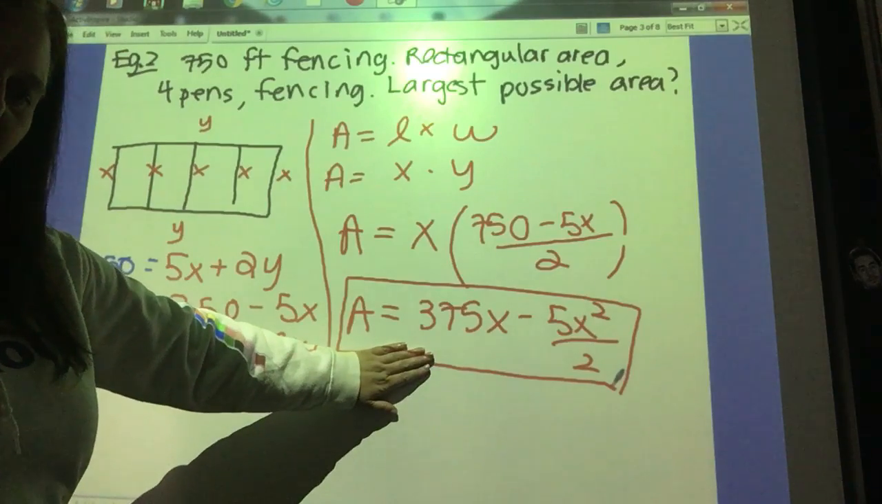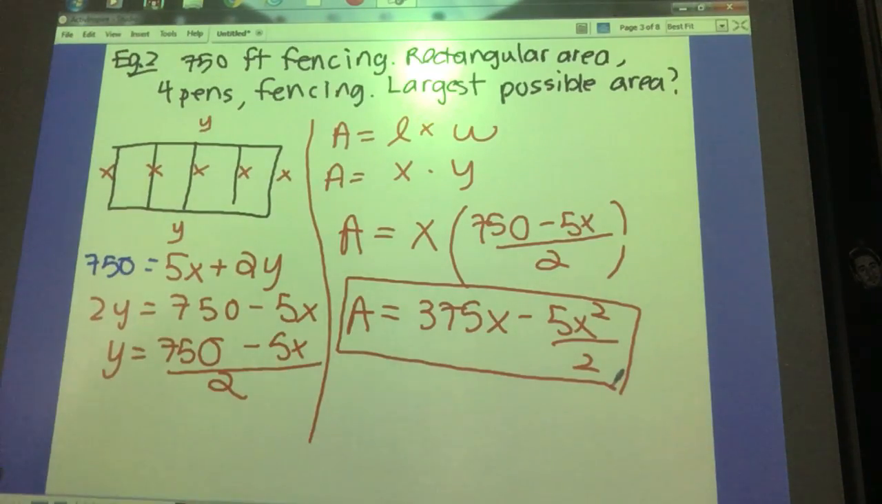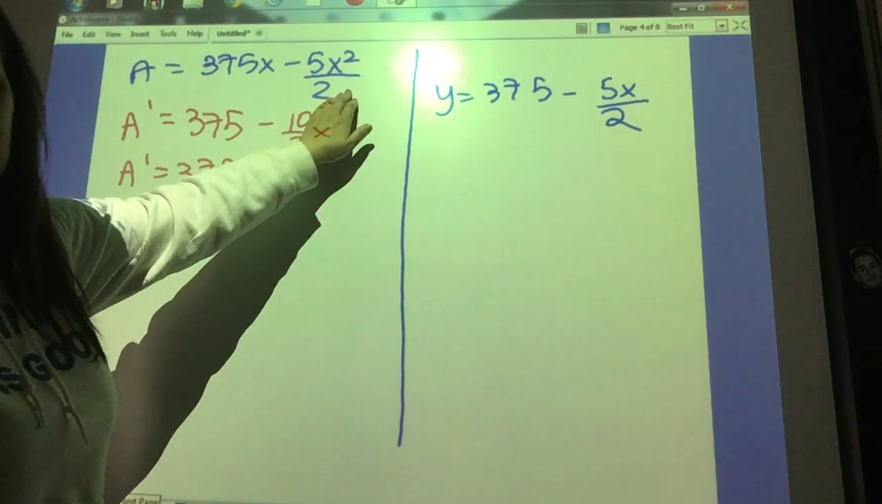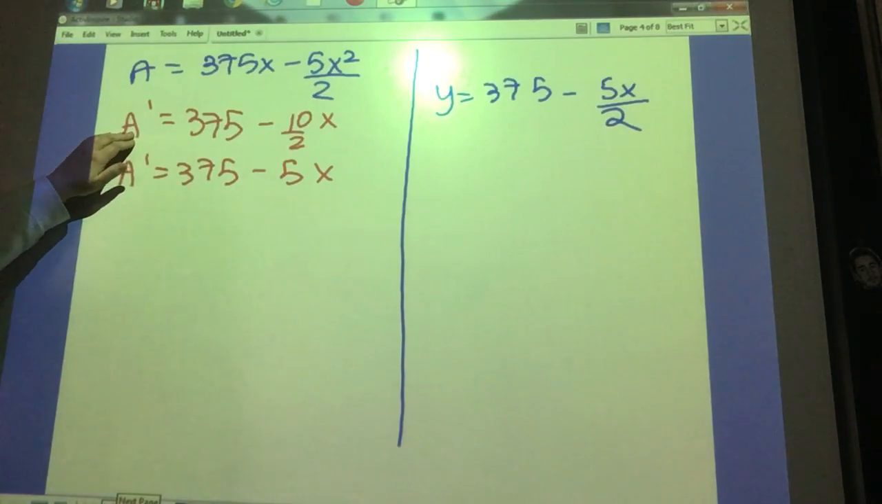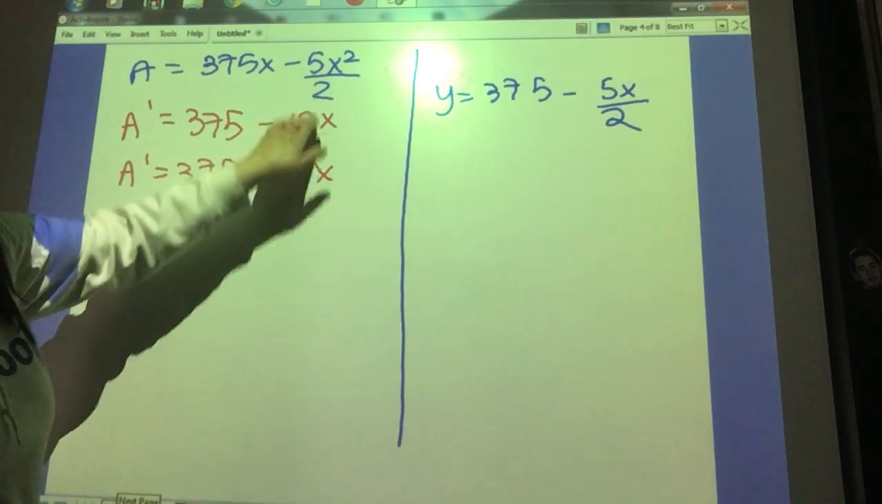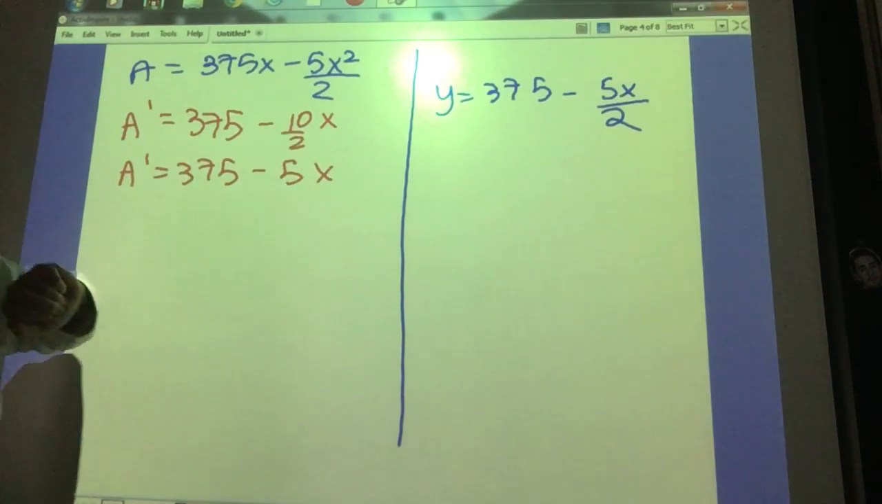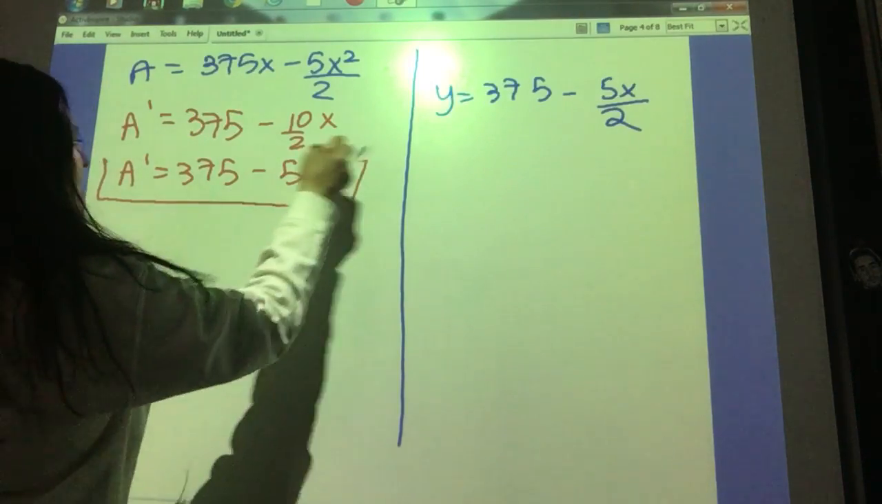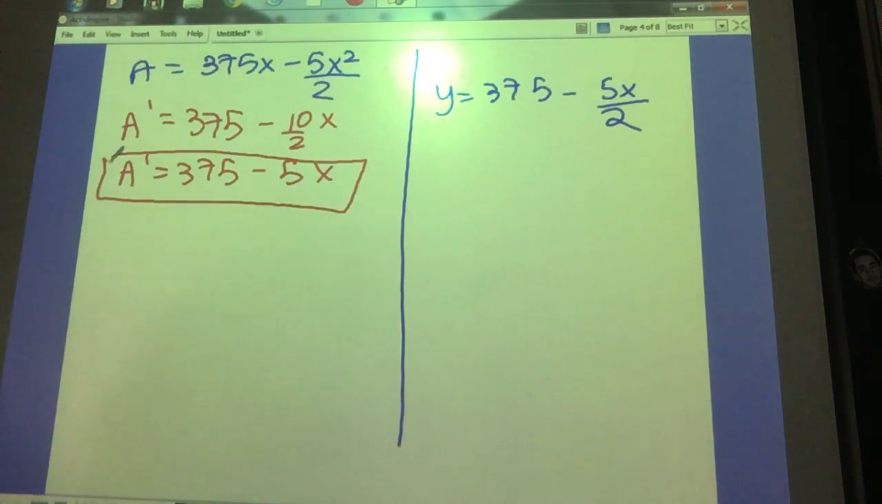Okay, now that I have my area equation, now I'm going to get the derivative of it. I think I might have this on the next slide. Oh yeah, so I just have my starting equation again. Now I get the first derivative of the area. So my first derivative is 375 minus 10x over 2, and then that is just 5. So my first derivative is 375 minus 5x.